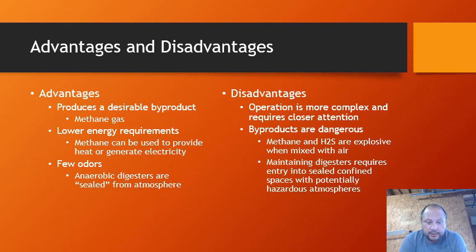Okay, so let's talk a little bit more about anaerobic digestion versus aerobic digestion. What are the advantages and disadvantages of anaerobic digestion? Well, the main advantage is that anaerobic digestion produces a desirable byproduct, methane gas, which some plants use to create energy. We use it at the Perrysburg plant to heat our anaerobic digesters. Other plants may use it to generate electricity.